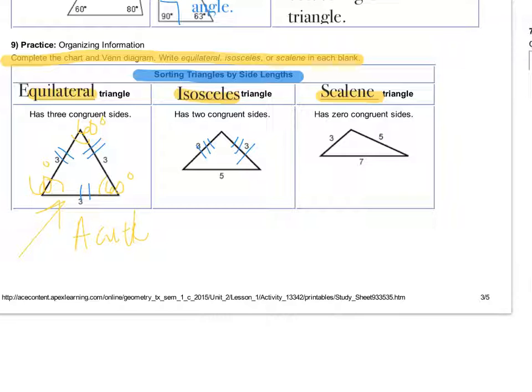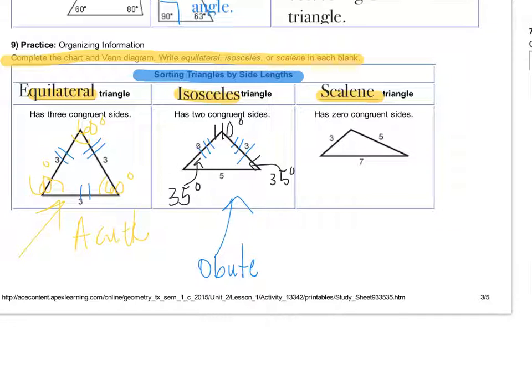In our isosceles triangle, for example, this one right here, I'm just going to assign some number values. The numbers wouldn't fit, but let's just say this isosceles triangle right here is going to be a 110-degree angle, a 35 and a 35. That would also make that triangle obtuse.